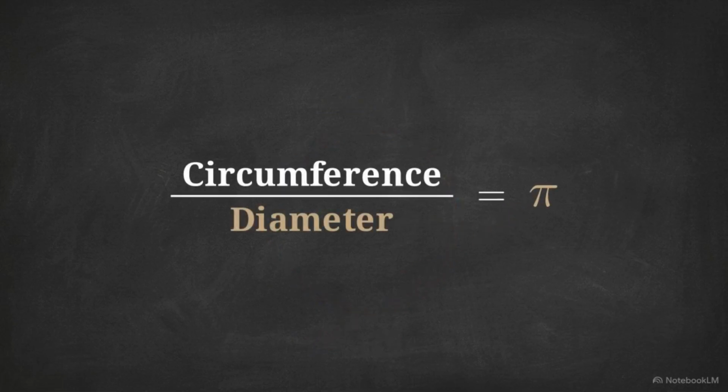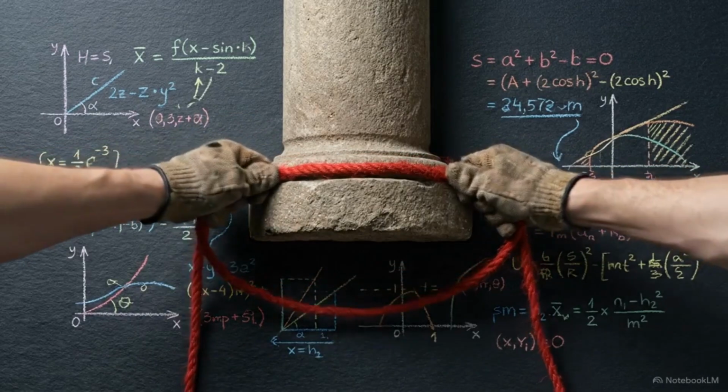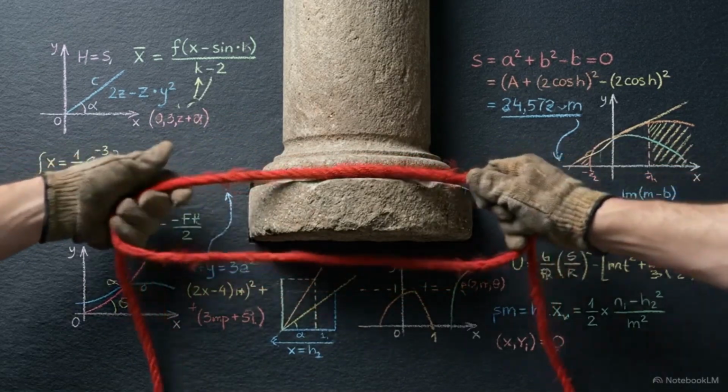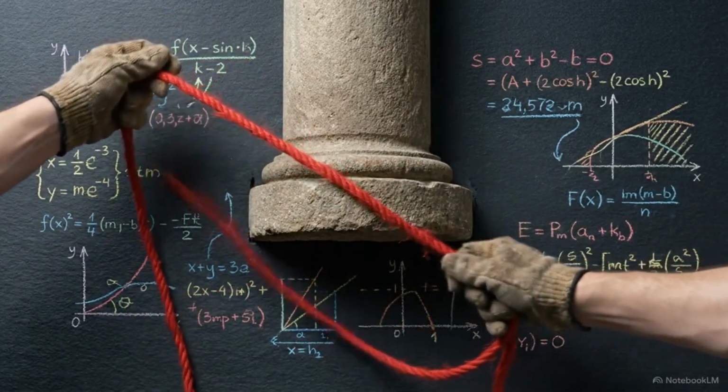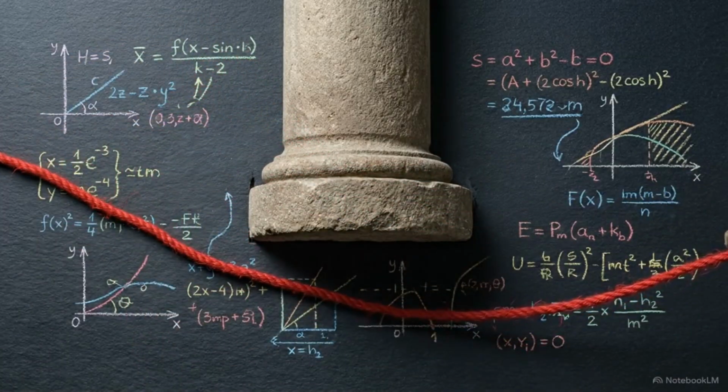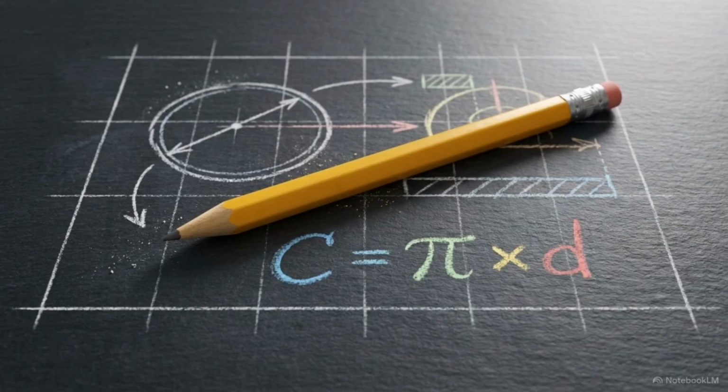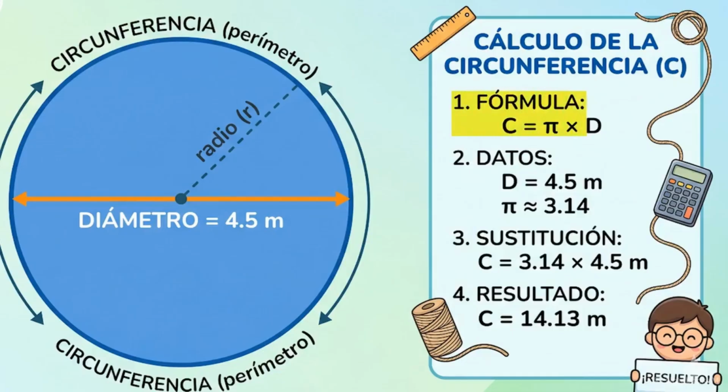If you take any circle's outer circumference and divide it by its straight diameter, the result is always pi. Because this 3.14 ratio exists in every circle, you never actually have to wrap physical string around an object to measure it. You can just use a simple formula. This graphic shows the formula. The circumference is equal to pi multiplied by the diameter.